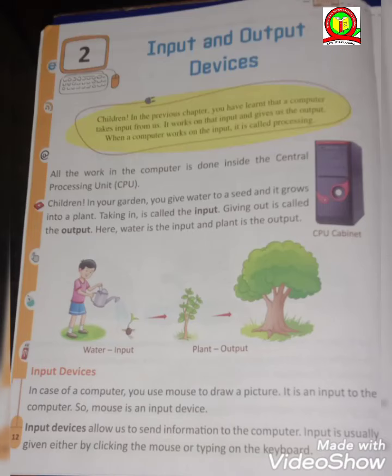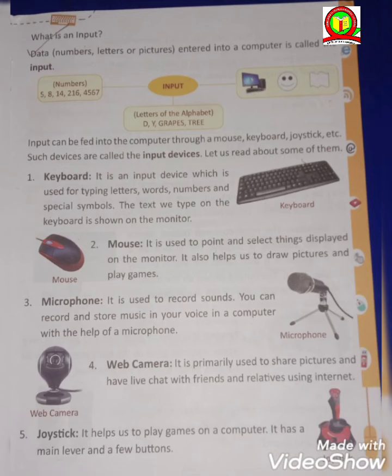Hello students, today we are going to start computer of class 2nd, chapter number 2, and the name is input and output devices. As you all know, students, computers are very important in our day-to-day life. Yes or no? Yes. So all the work in the computer is done inside the central processing unit. So students, remember CPU means central processing unit.